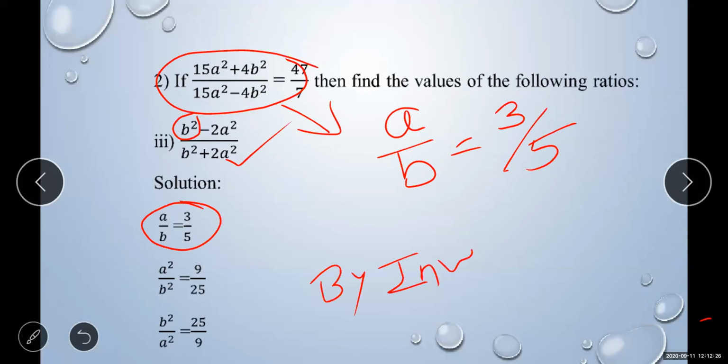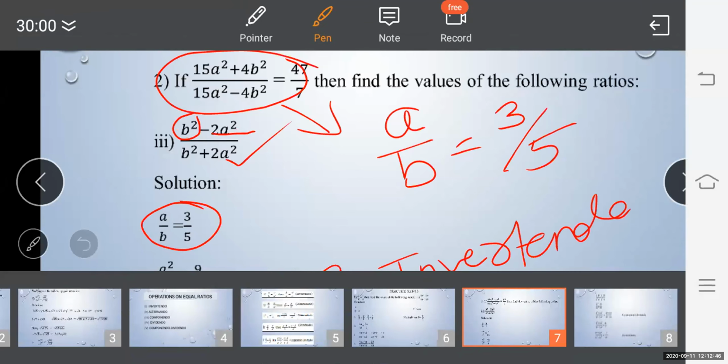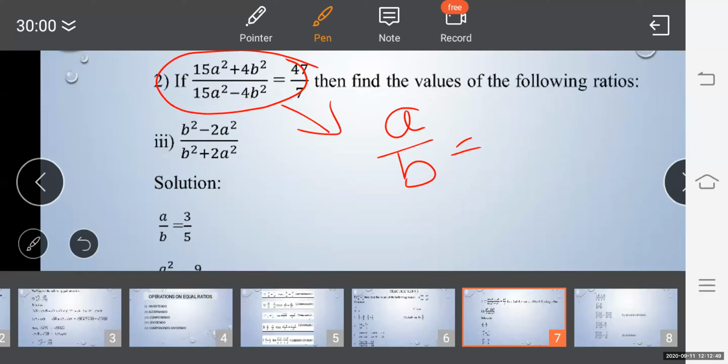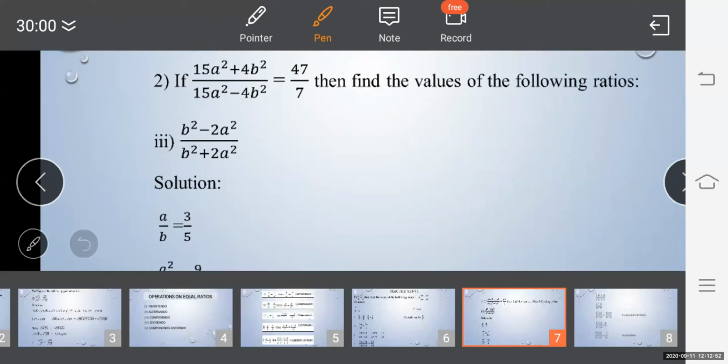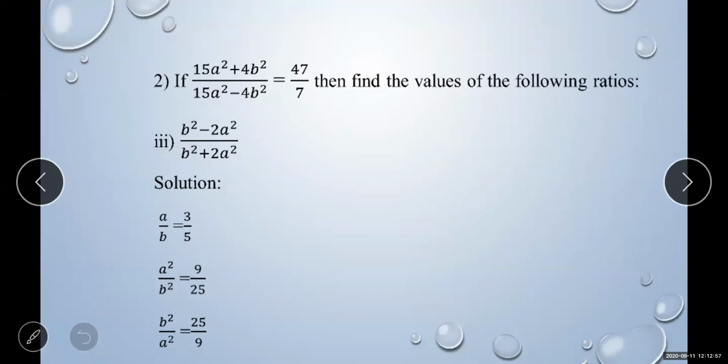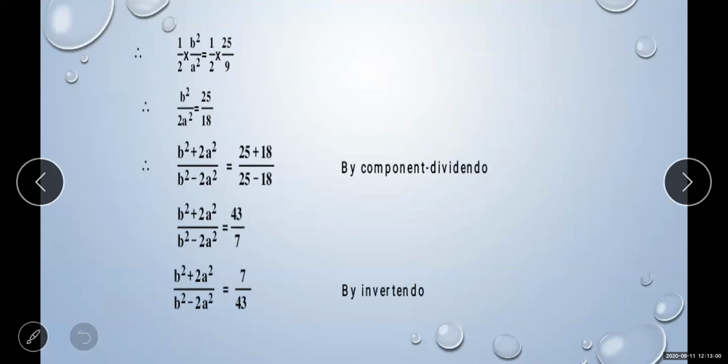By invertendo, we got numerator as a denominator, denominator as a numerator. Now, next step, B square has a coefficient 1 and A square has a coefficient 2. So B square should be multiplied with 1 and A square should be multiplied with 2. So we will multiply both sides by 1 upon 2. So 1 into B square is B square, 2 into A square is 2A square.